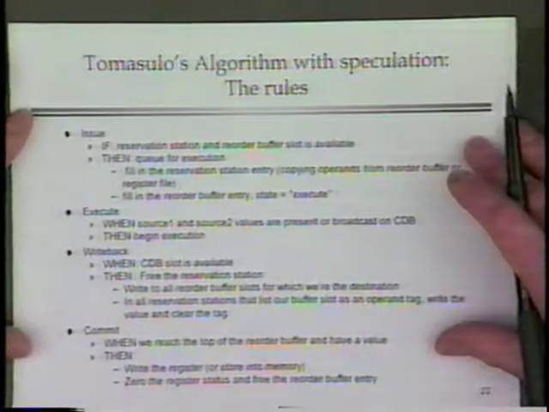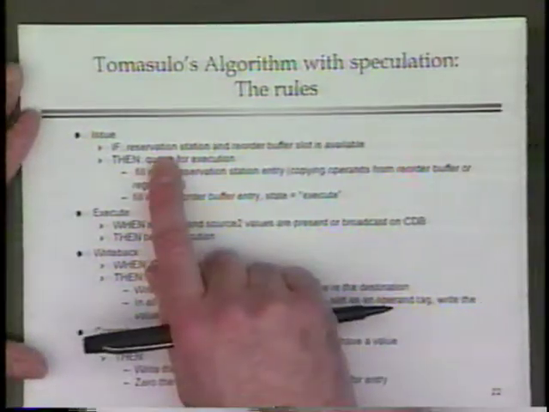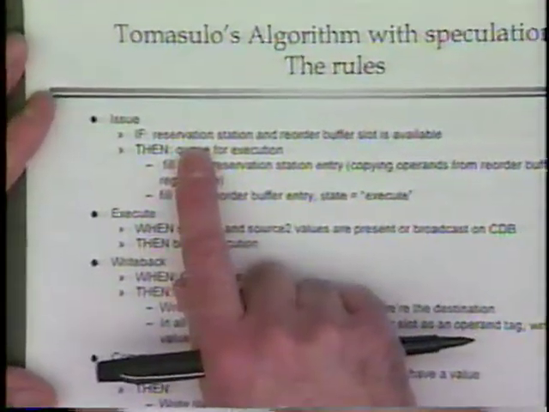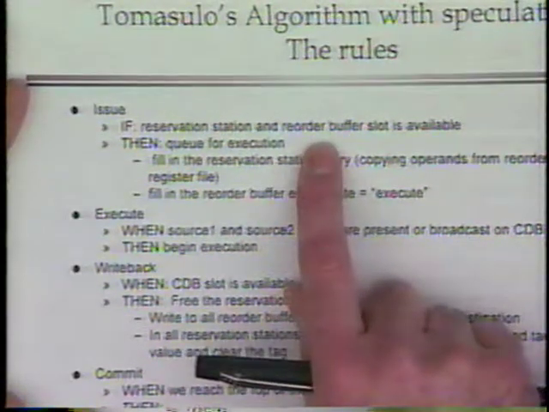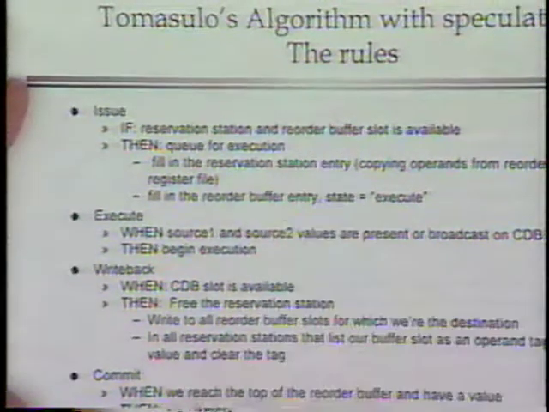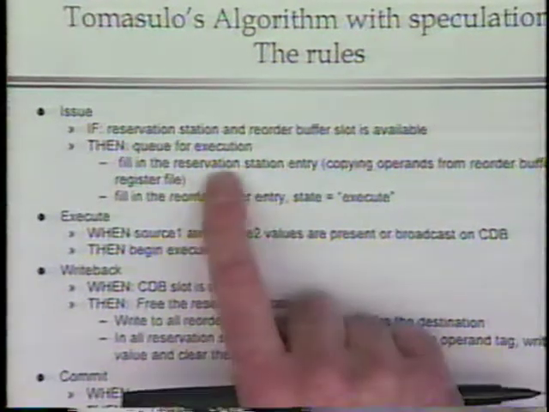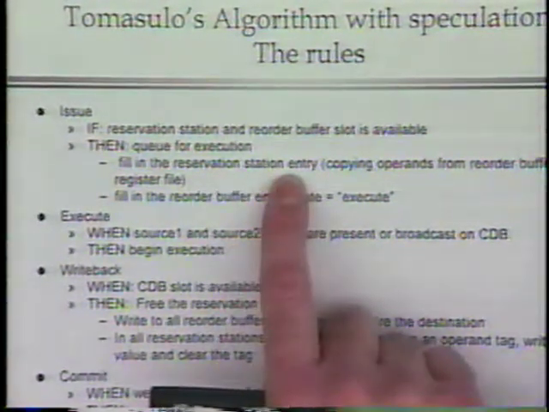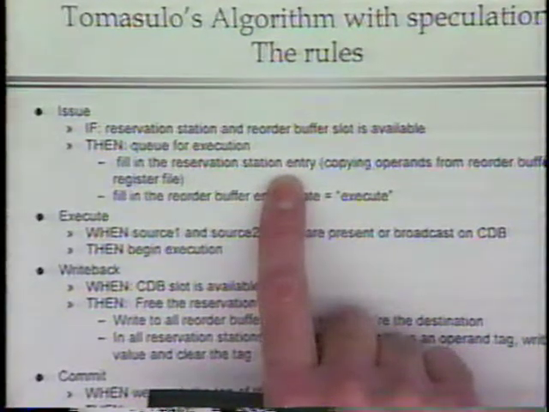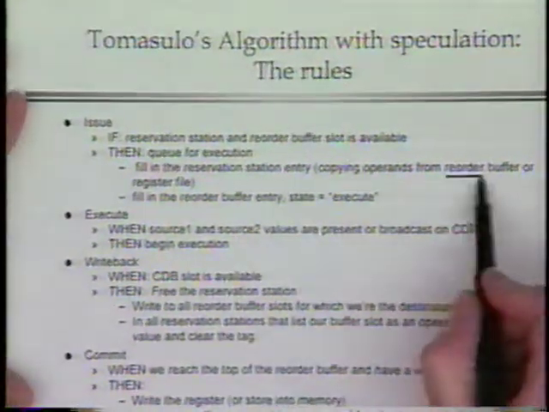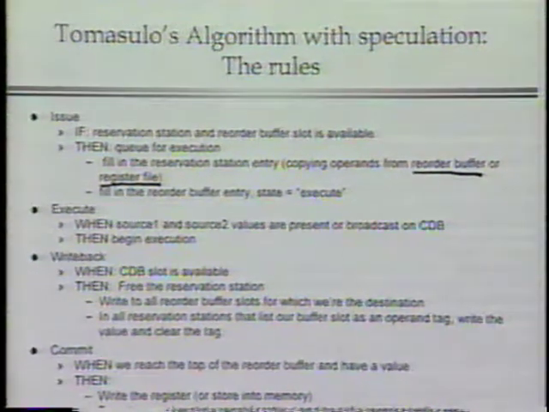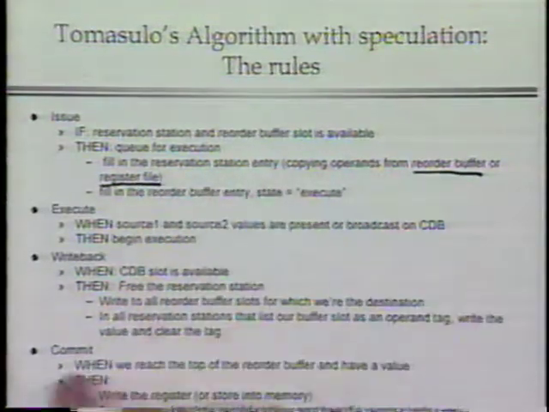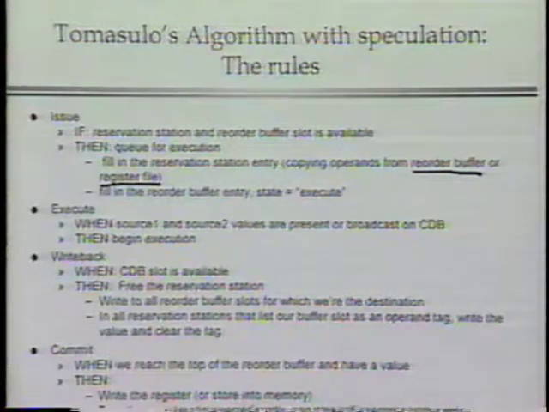This is a description of the rules going from state to state. Notice that in issue, in addition to needing a reservation station slot as before, we also need a reorder buffer slot, and we have to stall if there aren't any more reorder buffer slots available. When we fill in the reservation station entry, we have to copy operands into the reservation station if they're available, and we have to look both in the reorder buffer and in the register file to see whether the operand value is ready. So that's one of the differences between the standard Tomasulo algorithm and the one with speculation.